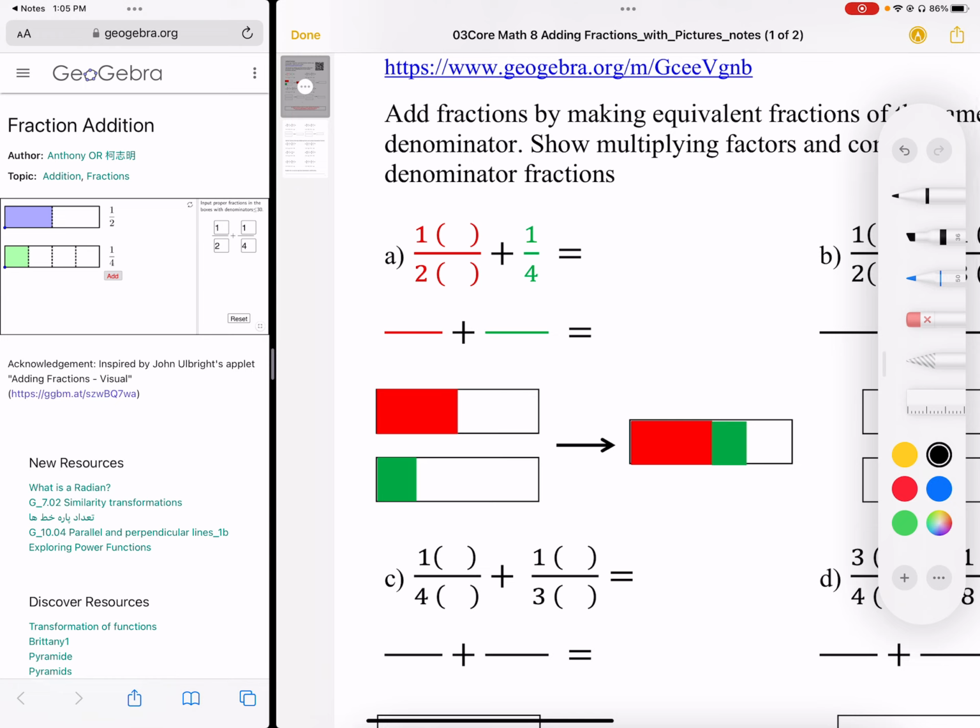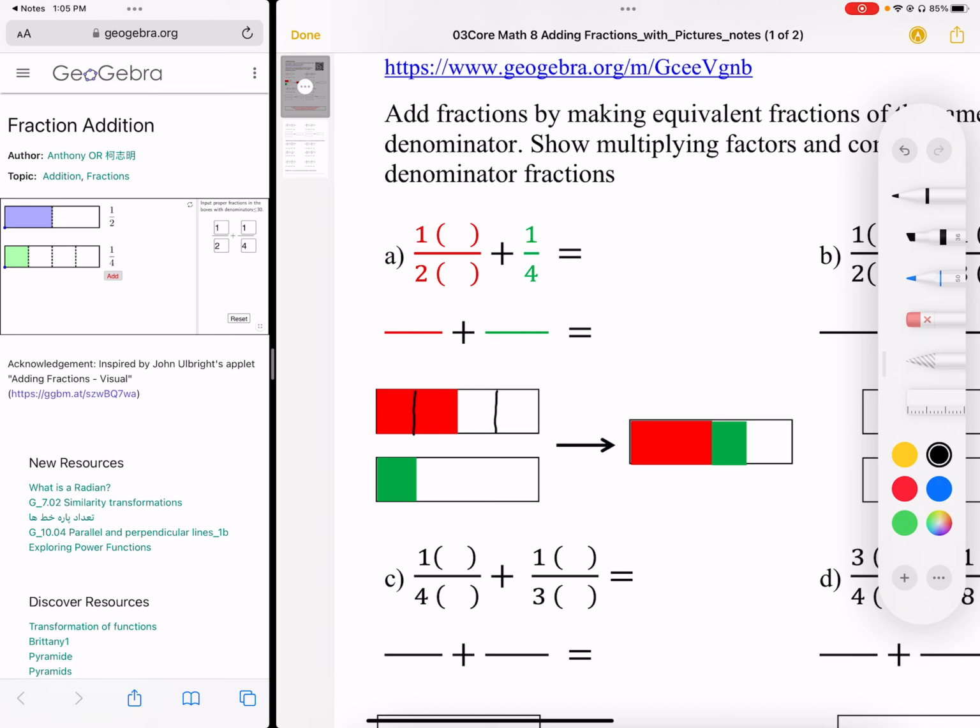So I've shown the 1/2 fraction in red, the 1/4 fraction in green. And to be able to add these together, when we put them together like this, it's hard to see how many parts out of how many parts whole, because the red part and the green part are not the same size. So because they're not the same size, we can't really count them or add them together. So what we have to do then is find a multiplying factor to make these denominators the same. So what I want to do is divide the 1/2 fraction into 1/4 fractions.